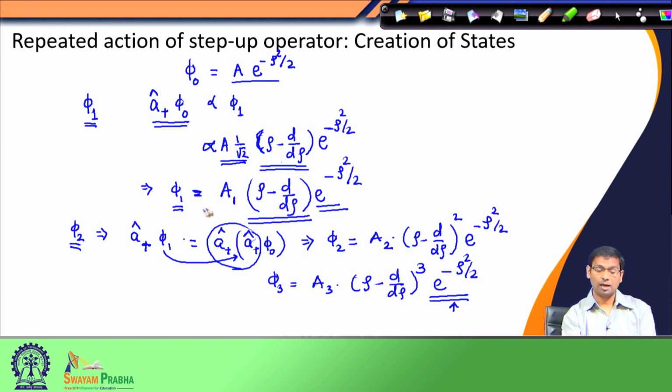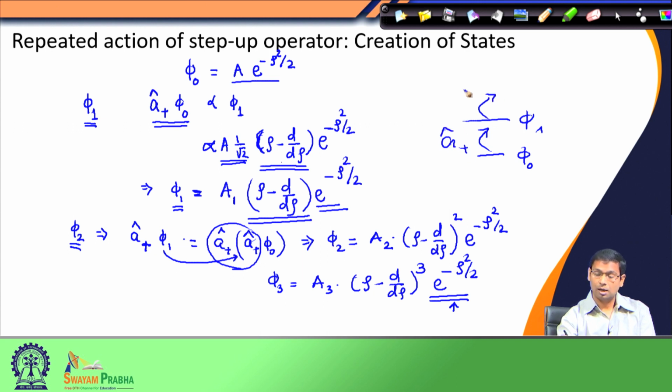Now, phi 1, the second eigenfunction of the harmonic oscillator problem, I will obtain by applying this operator on the lowest eigenfunction, e to the power minus rho square by 2. The second eigenfunction I would get by applying this operator twice, rho minus d by d rho, twice on this function e to the power minus rho square by 2, which is the lowest eigenfunction. So, if I know the lowest eigenfunction phi 0, I can simply keep on applying the step up operator as many times to get my higher eigenfunctions.